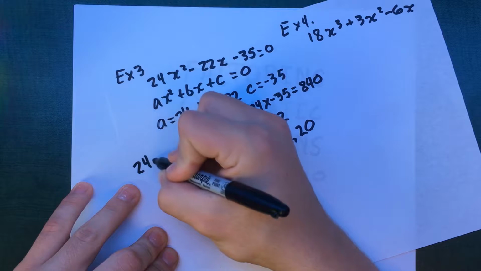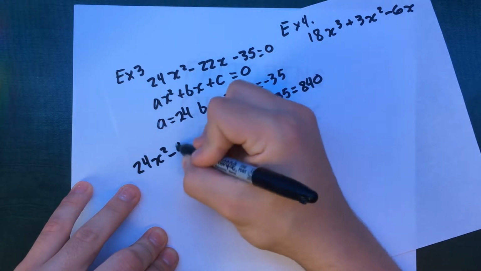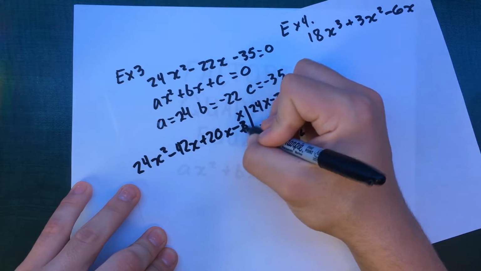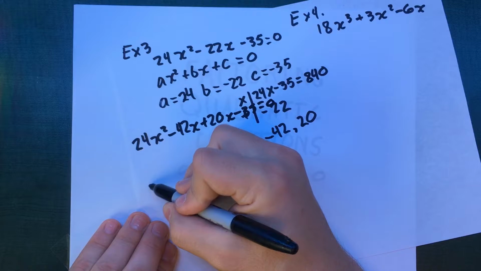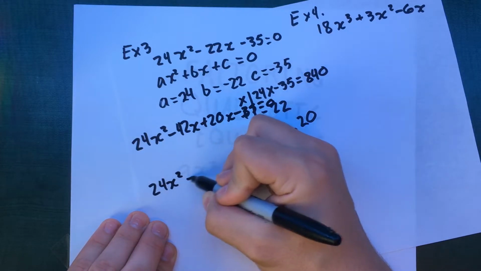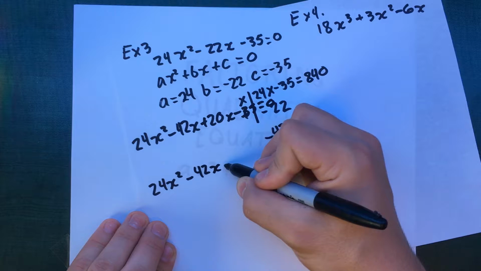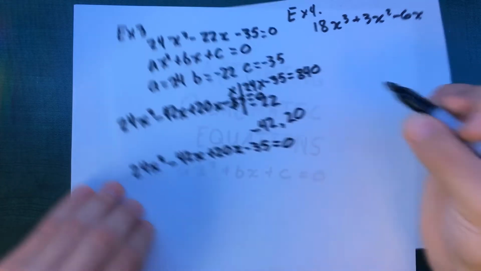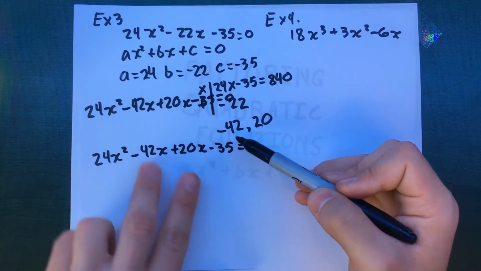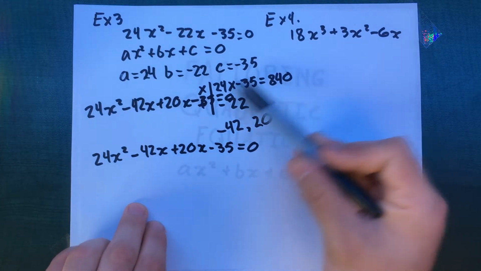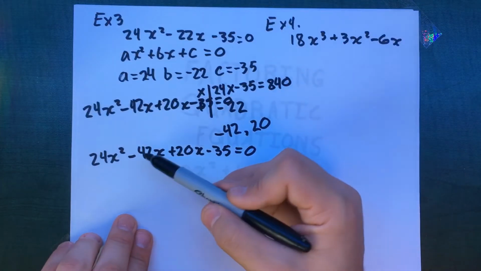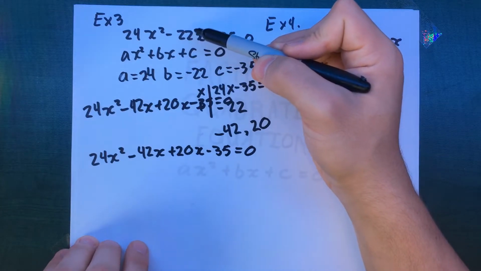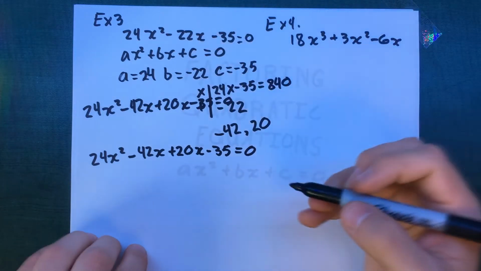So 24x squared, subtract 42x, plus 20x, subtract 35 is equal to 0. I'll write that a bit neater. 24x squared, subtract 42x, plus 20x, subtract 35 is equal to 0. So what we did is we made a new middle term using the two expressions we got from here. Now take notice that if you were to add these two middle terms, you would get our middle term from our very first equation, which is negative 22x.